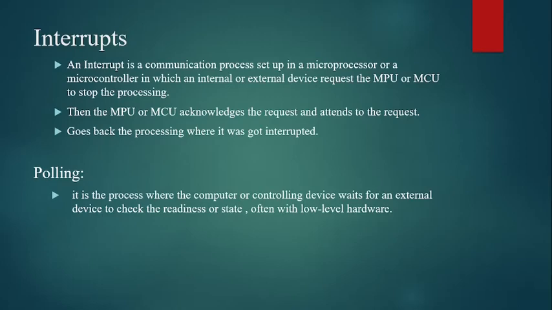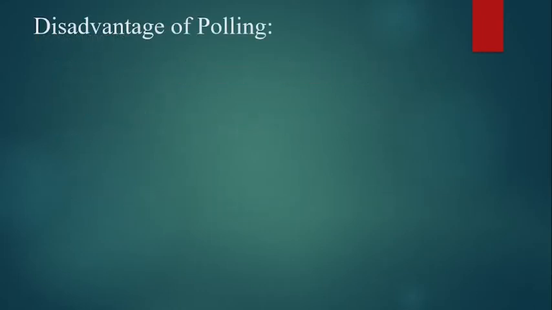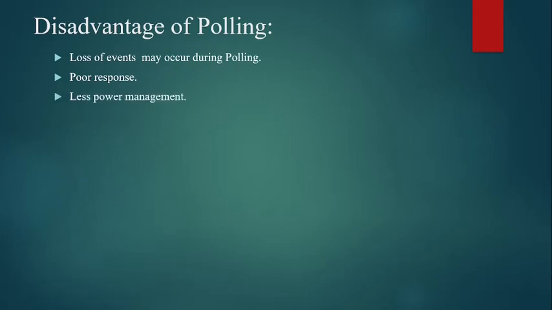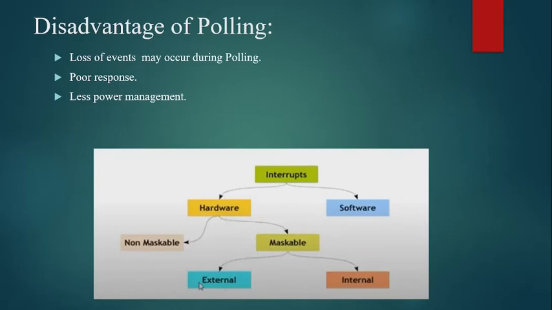Next, polling. It is the process where the computer or controlling device waits for an external device to check its readiness or state, often with low level hardware. Disadvantages of polling: loss of events may occur during polling, poor response, and less power management.